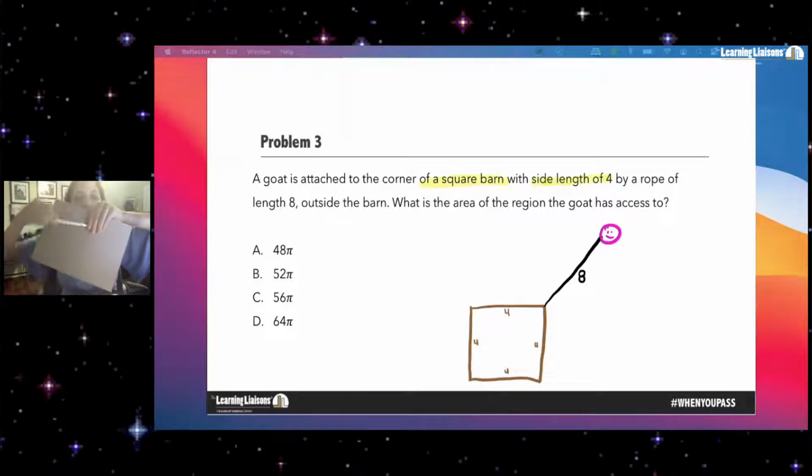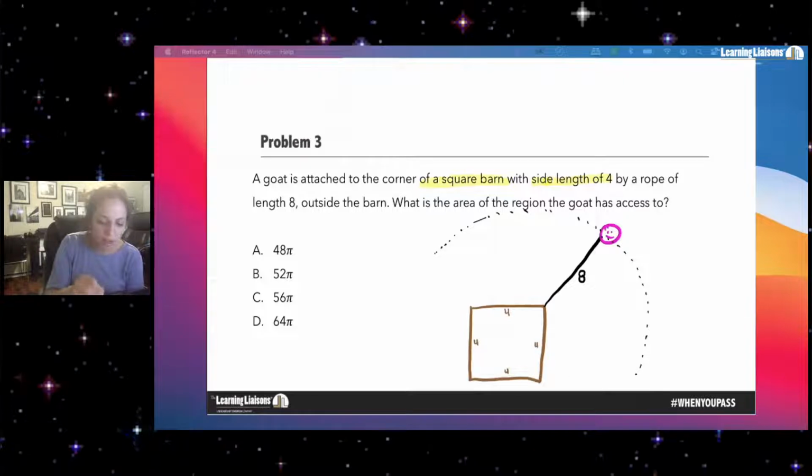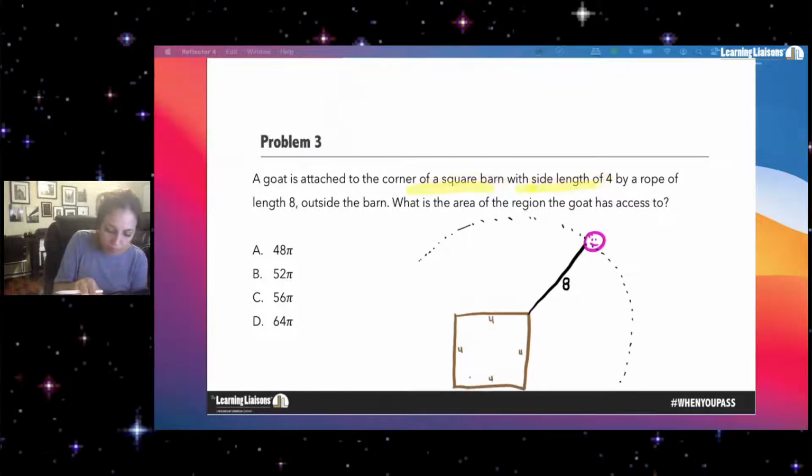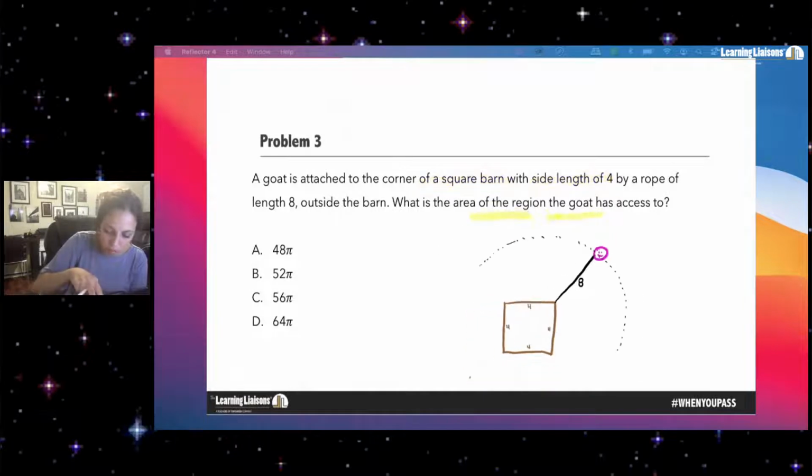It's going to create a circle, okay? So if it's going to create a circle, then I can draw a circle around. Now, do not judge my circle drawing skills. This is going to be rough. So it's going to create a circle, but we have to keep in mind that the goat is eventually going to run out of room, right? So I'm going to make this a little smaller because I've drawn it way too big.